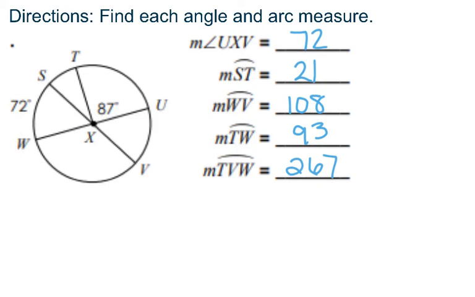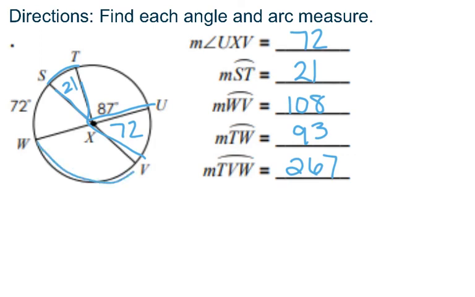The first one, I'm finding angle UXV. So it's right across from 72, the vertical angles. That's why it's 72. Next, it wants me to find arc ST. 72, 87, and that angle right here have to equal 180. So that's how I get 21. Then it asks me for arc VW.